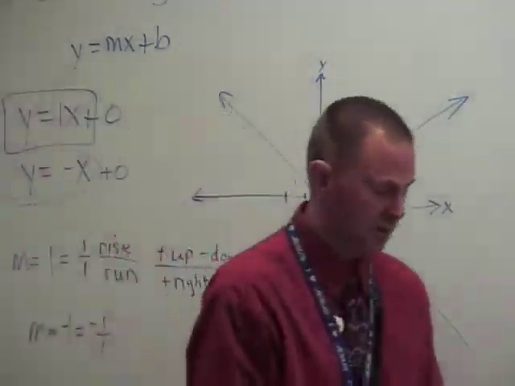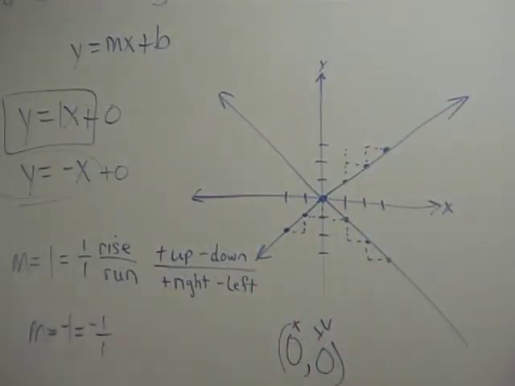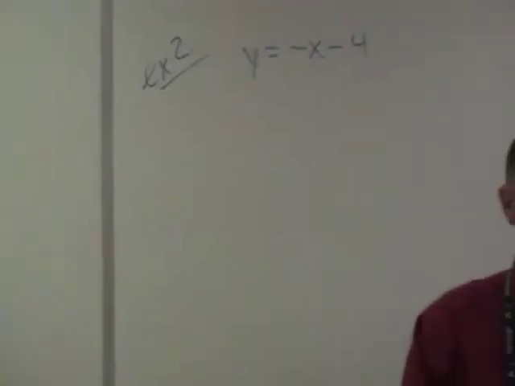All right, so let's do example 2. This is a little different. y equals negative x minus 4. Graph that one first before I give you the next one. Everybody try graphing now.